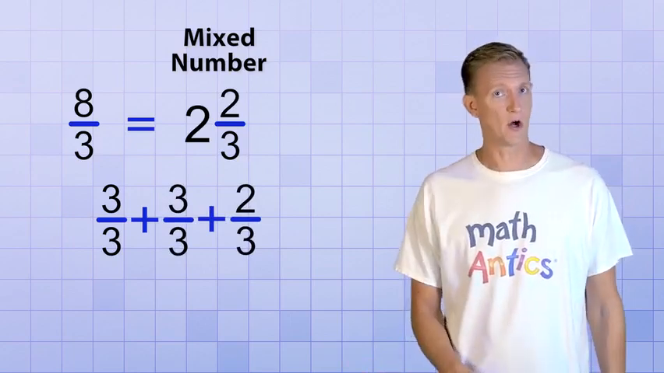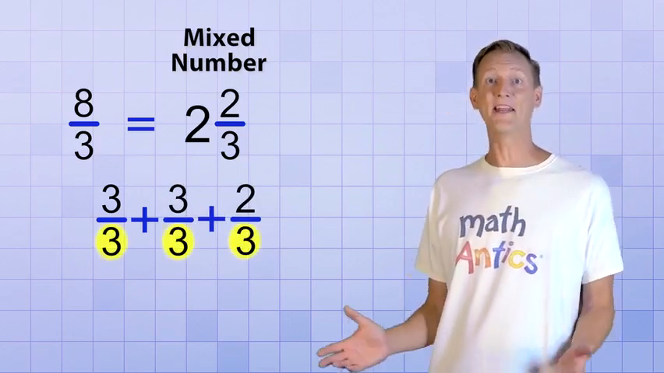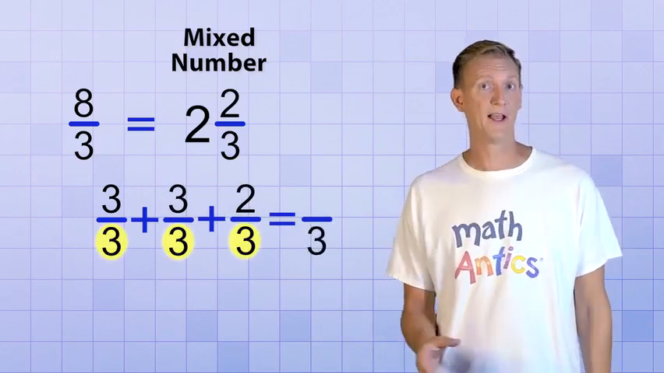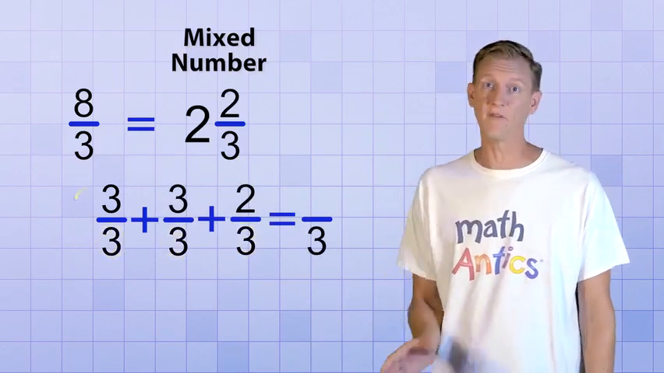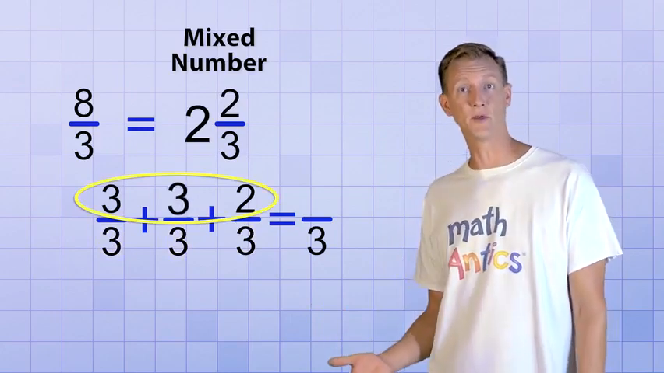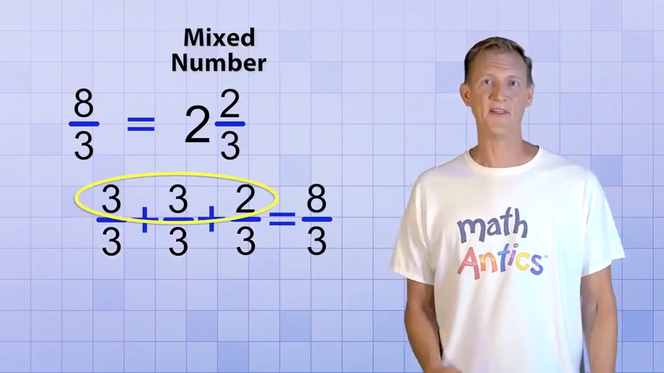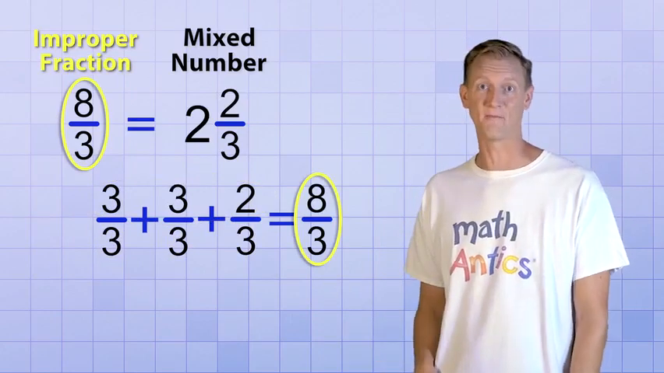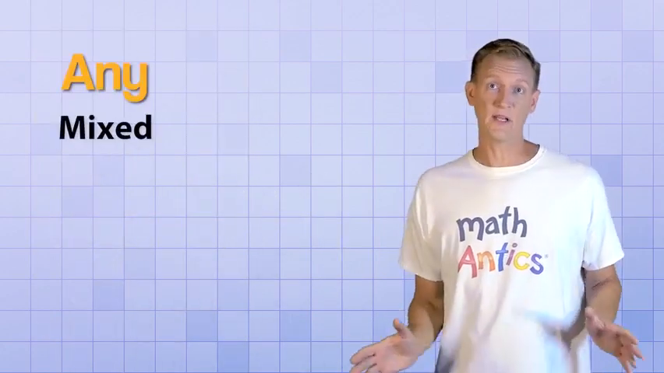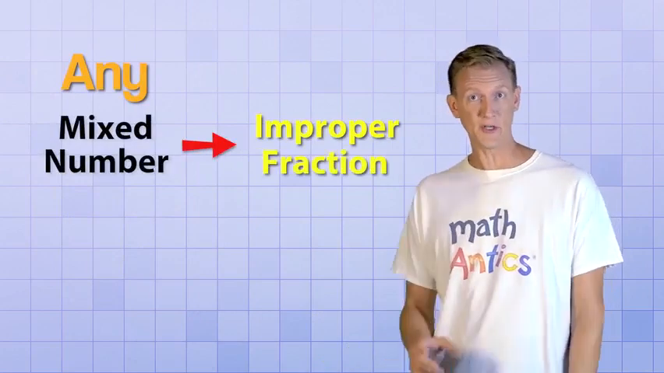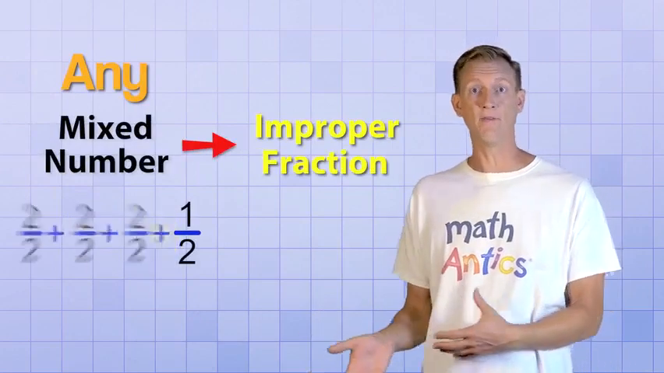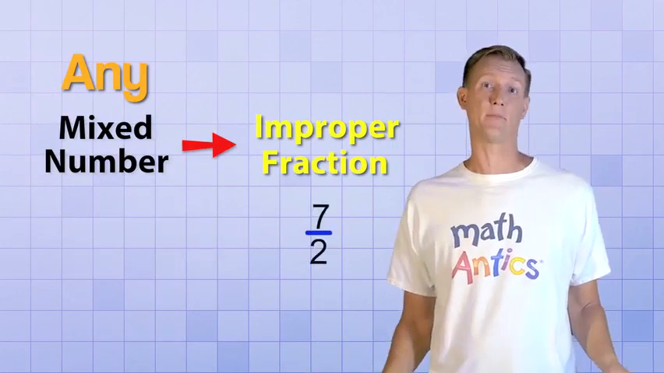Since these fractions all have the same denominator, we can add them easily. The denominator of the answer will stay the same, 3, and the numerator will be the sum of the other numerators. 3 plus 3 plus 2 equals 8. And there we are, back to our original improper fraction, 8/3. You can convert any mixed number into an improper fraction using that procedure. You can change the whole number part into a sum of whole fractions and then add everything up.